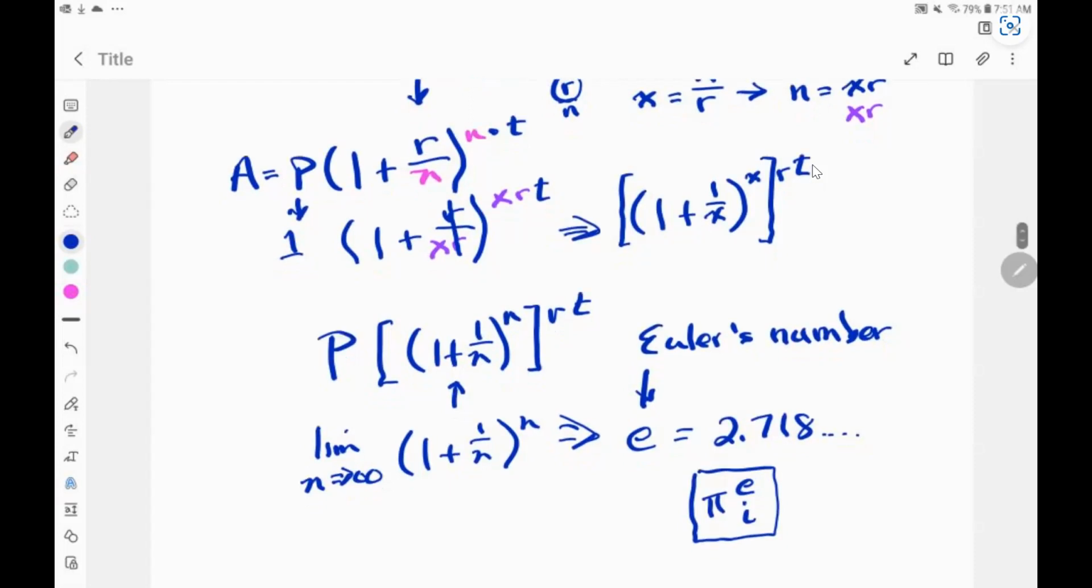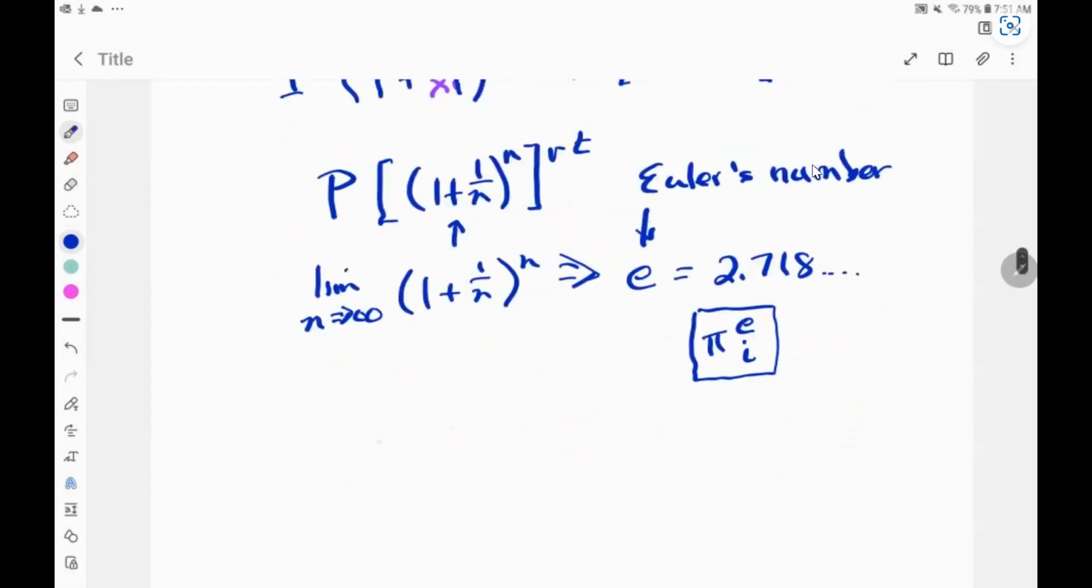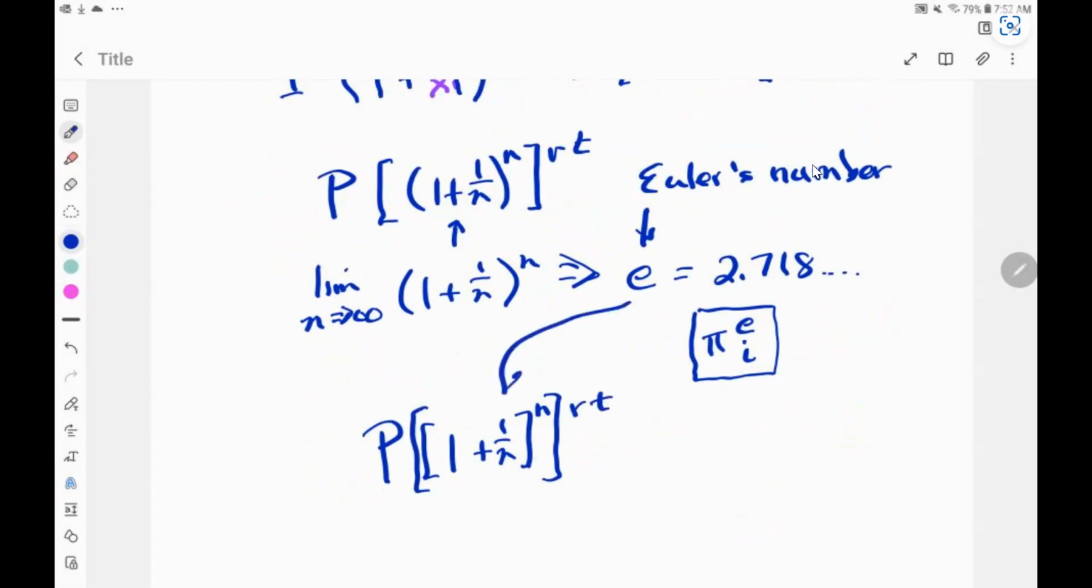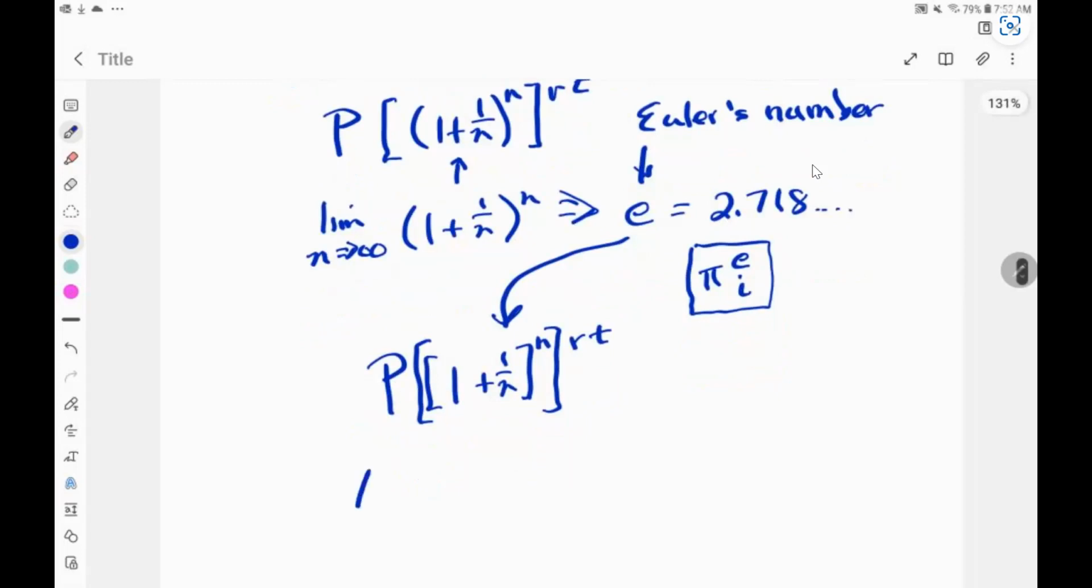And so now here we have this. So I'm going to write all this stuff again. 1 plus 1 over N, like this, and RT. And so now we're going to substitute E for all of this. And so our new formula for continuous interest is equal to P times E to the R times T. Okay. Pretty cool.